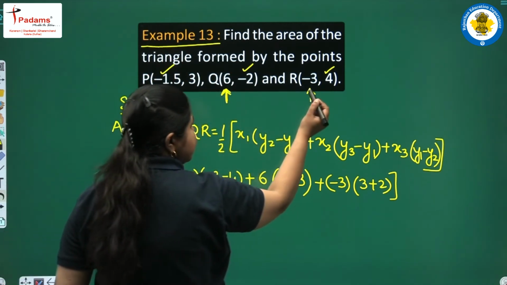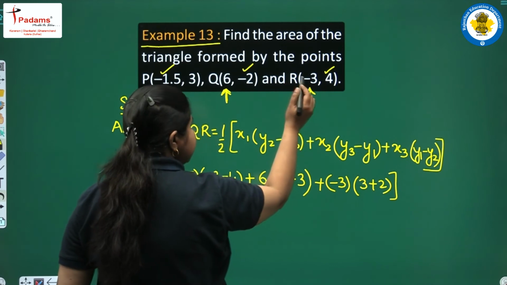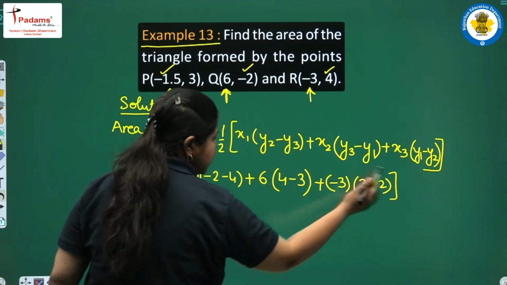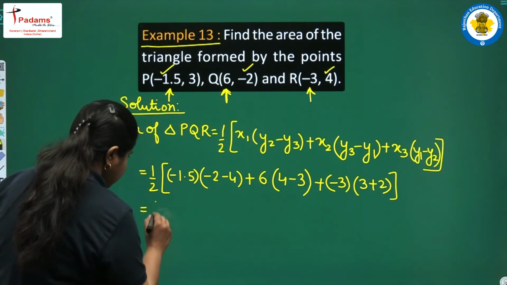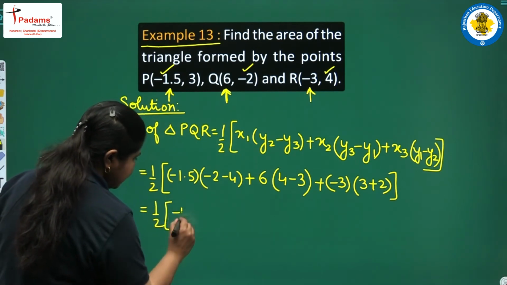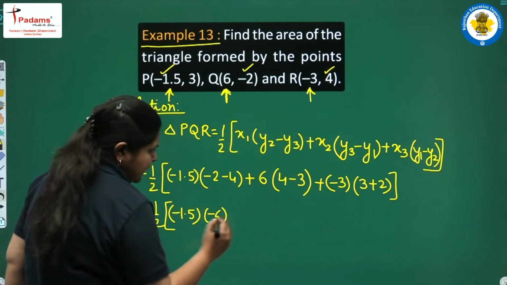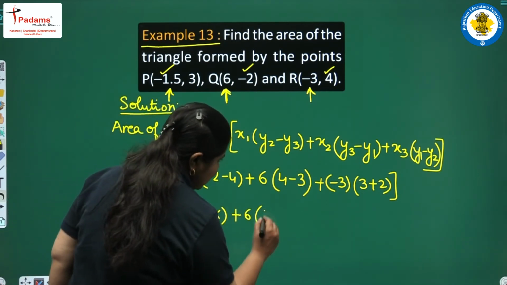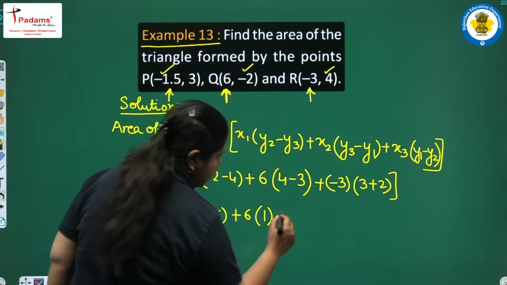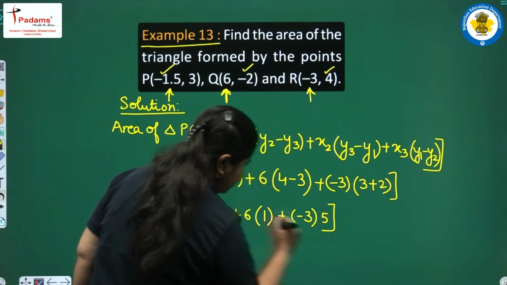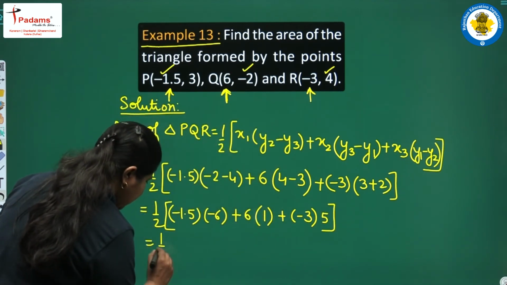फिर हमने थर्ड कोऑर्डिनेट लिया ये x वाला और फिर इसके बाद वापस यहाँ पीछे से 3 minus of -2, which will be 3 plus 2. Now half into this will be -1.5 into -6 plus 6 into 1, this will be 4 - 3 is 1 plus here -3 into 3 plus 2 which will be 5. Again we will get half.